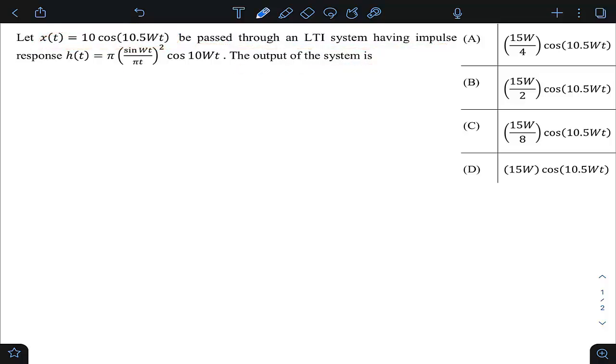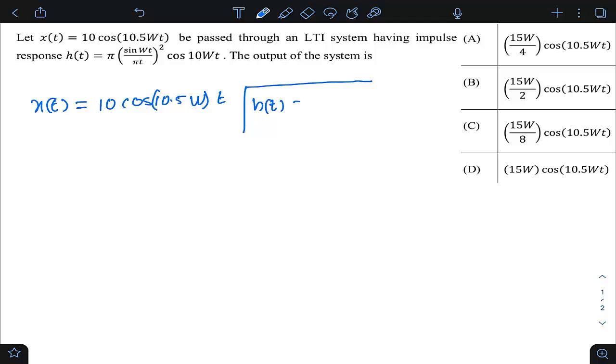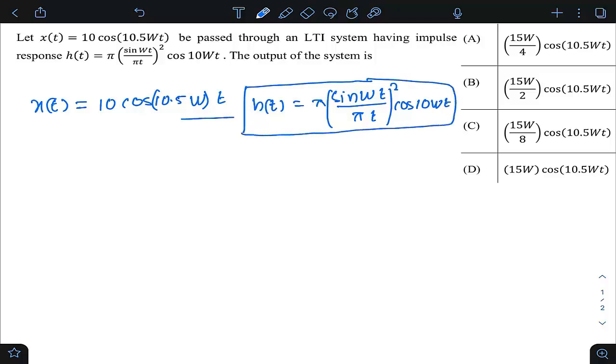So what data is given is, we have the input x of t, which is 10 cos 10.5 wt. Okay, this is the input. This is being passed through an LTI system, and the impulse response of the LTI system is pi sine wt divided by pi t, this whole square, multiplied by cos 10 wt. So this is the impulse response of the system, and we are supposed to find what is the output y of t.